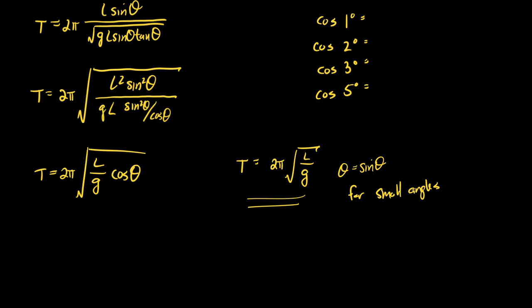Let's do cosine of 1 degree. Point what? 9. How many 9s? Oh, almost a 9. Let's do cosine of 2 degrees. Cosine of 3 degrees. 8, 6. Cosine of 5 degrees. 9 what? 6. Wow. Do you see it?